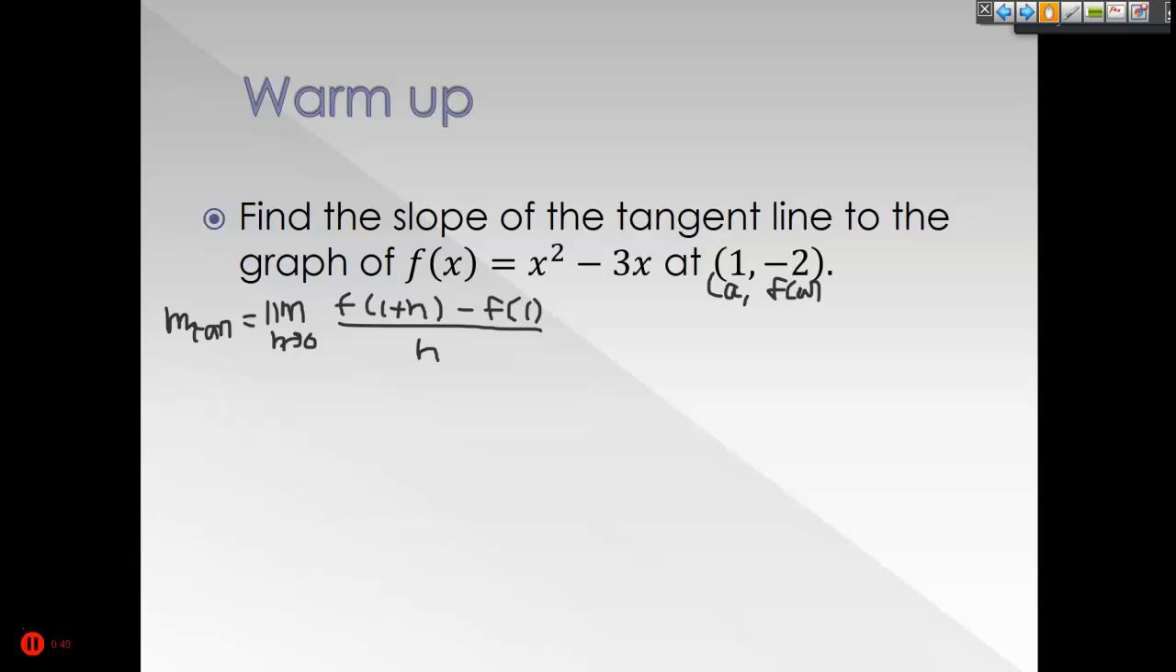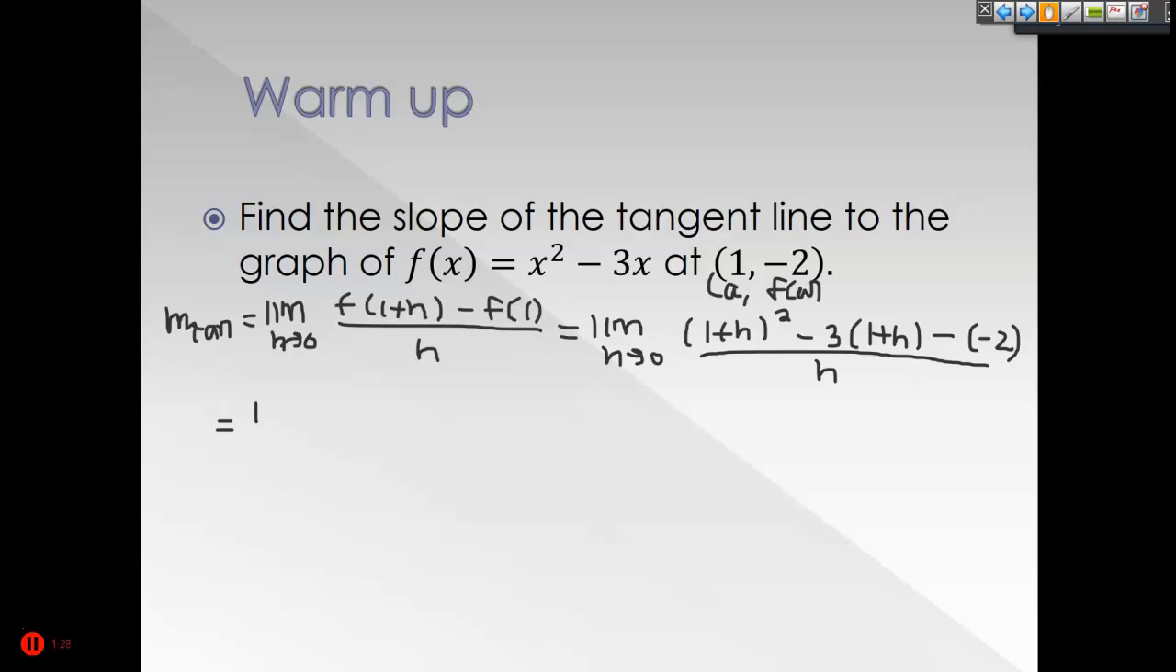Correct, because you can find the y if you have the function. And then that is equal to the limit as h approaches 0 of 1 plus h squared minus 3 times 1 plus h minus negative 2. Because again, f of 1 is negative 2. They already plugged it in and did the hard part for me. All over h.